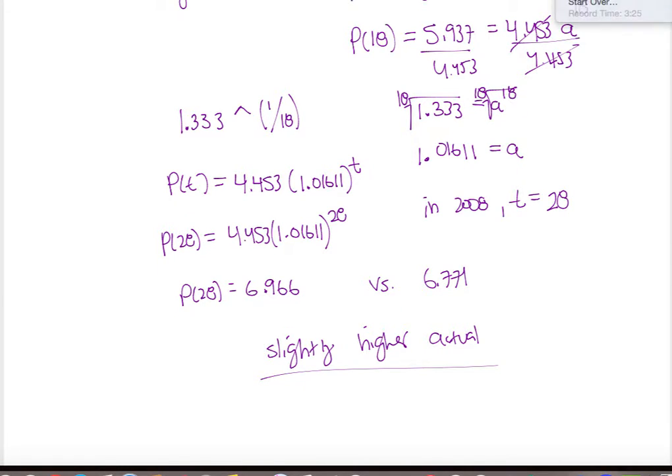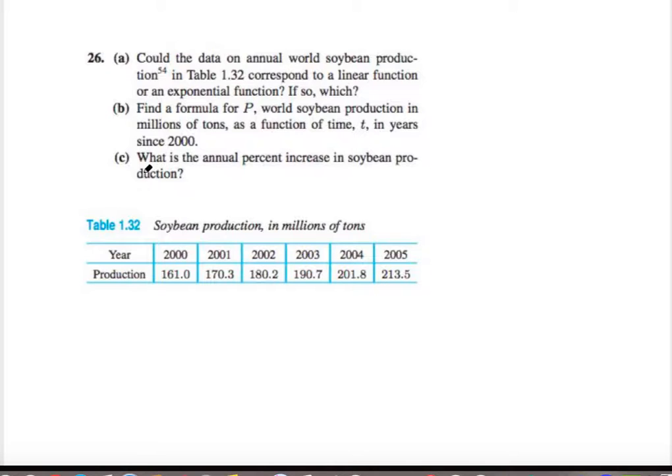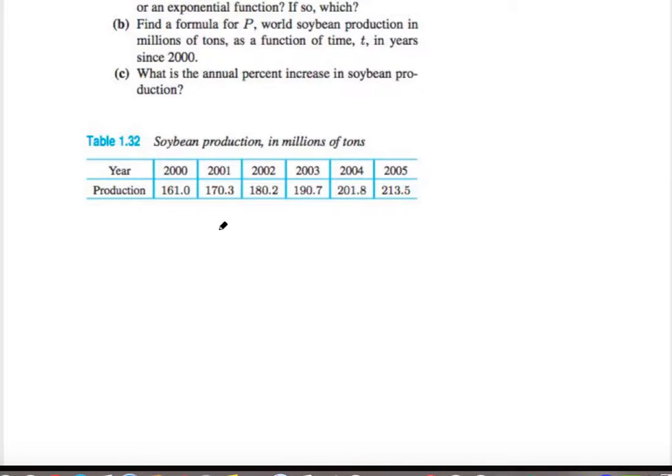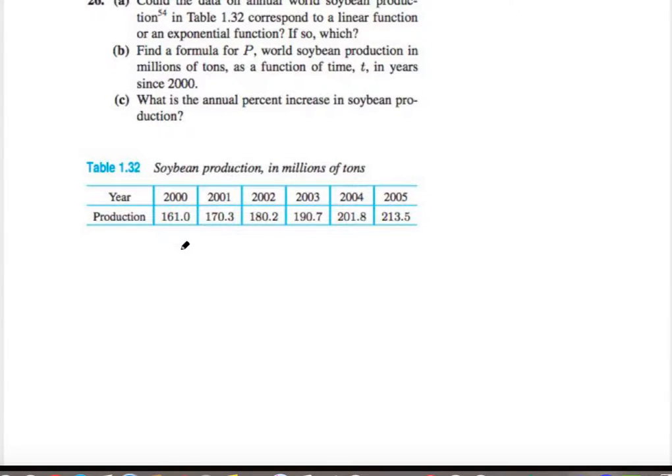Number 26 asks, could this data on annual world soybean production correspond to a linear or an exponential function? If so, which? To do this, I'm just going to take a look at how the production changes from year to year. From production year 1 to year 2, our change in production would be 170 minus 161, which is 9.3. And for the next one, it would be 180.2 minus 170.3, which is 9.9.